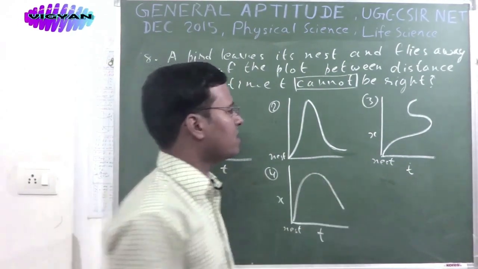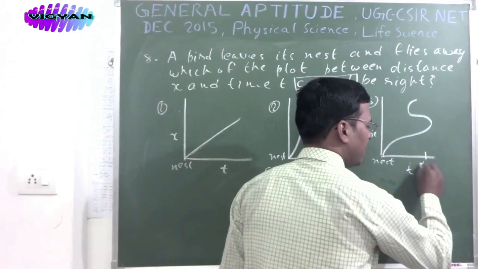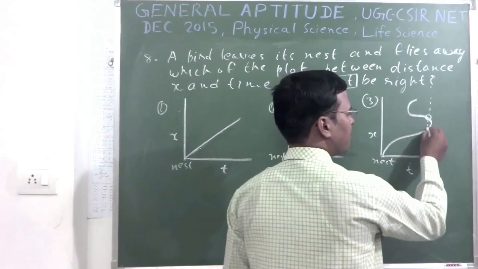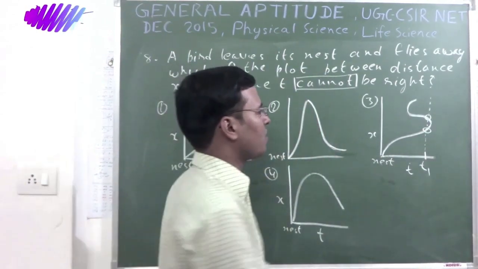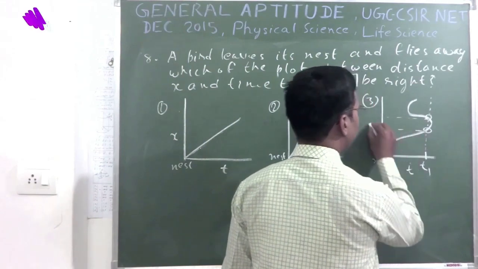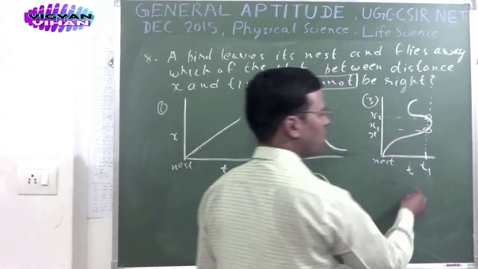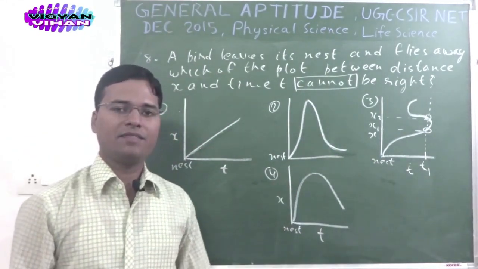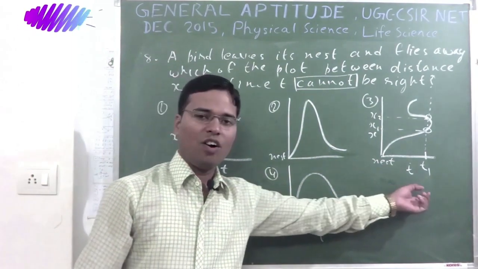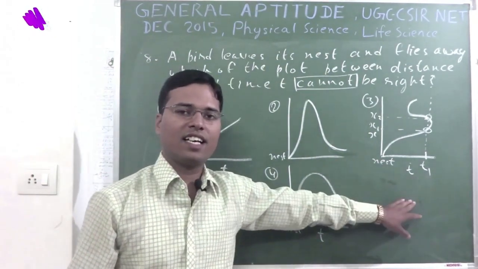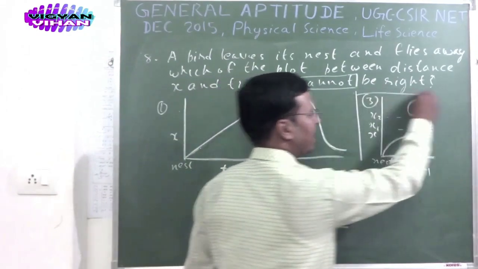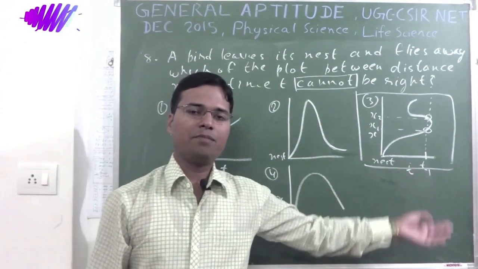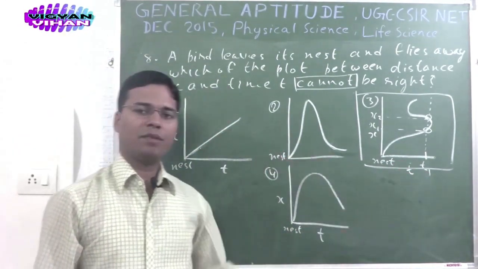Why is it wrong? The reason is that at some time t1, if you draw a perpendicular line, there may be two different points on the curve which are showing two different distances x1, x2 at the same time. But the same object may not appear at two different distances at the same instant. So option 3 is the correct answer of this problem. This curve cannot represent the distance of the bird from its nest.